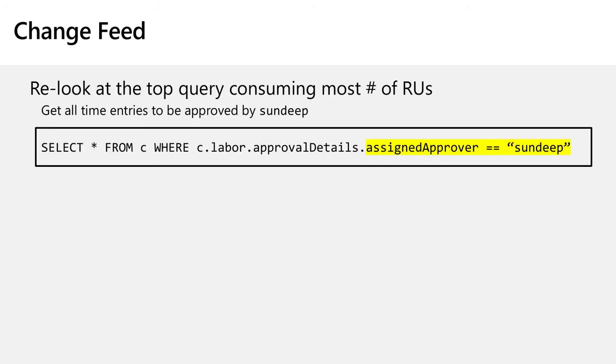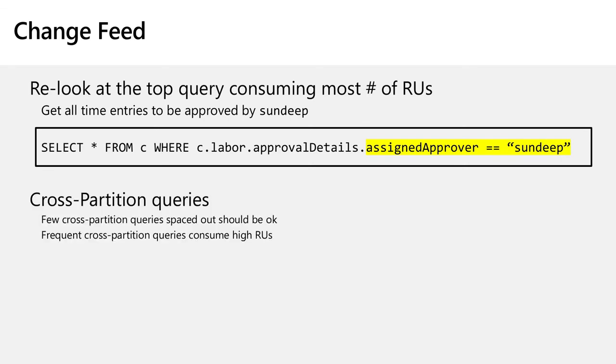So I'll introduce a concept called change feed. So relook at the top query. Cross-partition queries are okay if they're spaced out. But if they're too frequent, they will cause a high number of RUs, like you saw in the towers in the graph that I showed you. So what do we do? Change feed is the answer for that. So basically, this is my first collection, which is the labor collection, divided into 27,000 logical partitions. Now I do a change feed on this. So basically I read the events, I write an Azure function, and pump those documents into another collection called the approver collection. Okay?